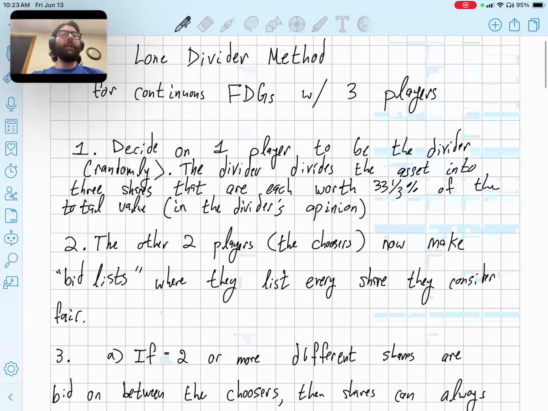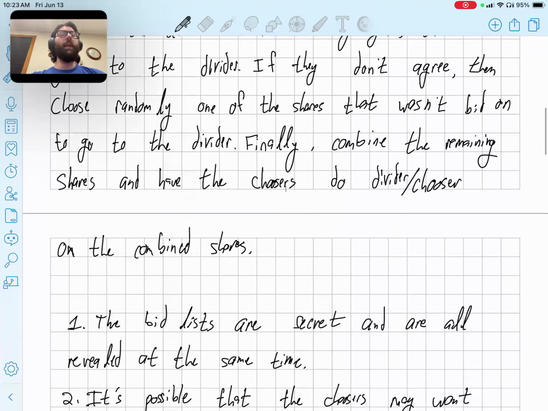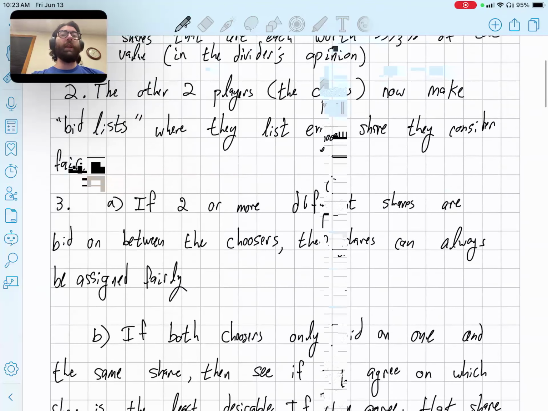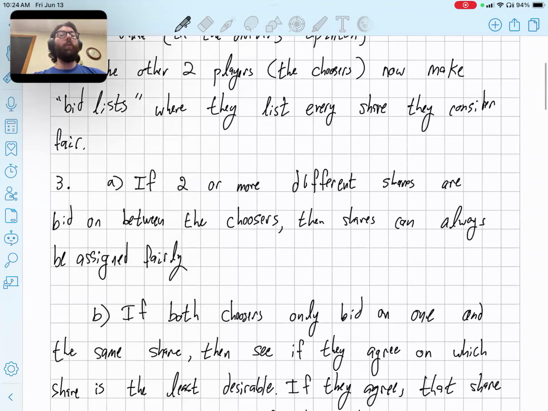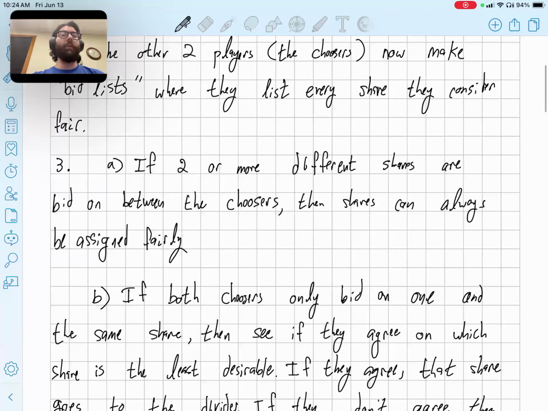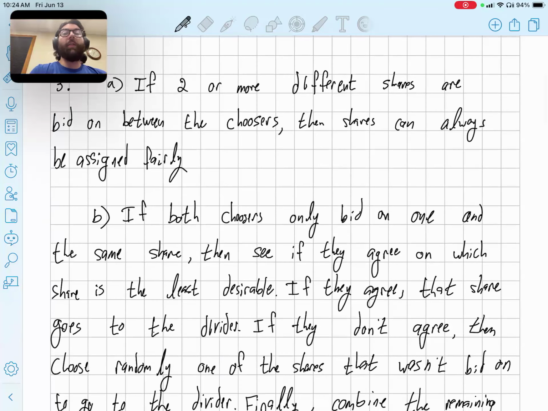The reason this works, just very briefly and very informally, is that the divider always gets one of the shares, and the divider is happy with any of the shares. So the divider always gets a fair share. Now, in this first case, we can always assign shares from the bid lists of the choosers. They bid on shares that they consider fair, so if they get one of those shares, then they get a fair share.